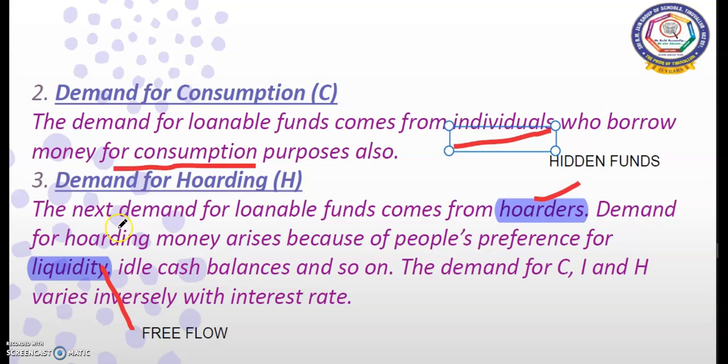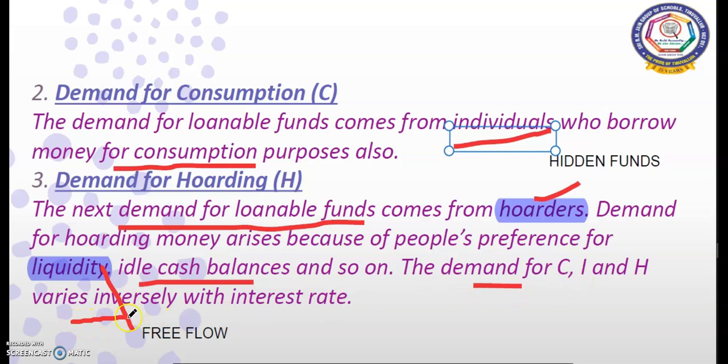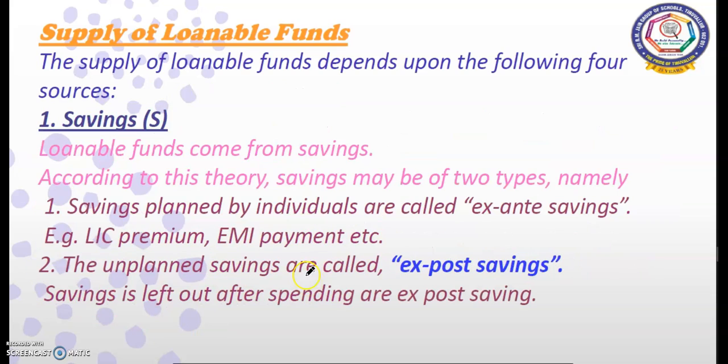Next, demand for hoarding. The next demand for loanable funds comes from hoarders. Hoarders means the persons who hide money. Demand for hoarding money arises because of people's preference for liquidity, that is free flow, idle cash balances, the amount which they are not going to invest or from which they are not going to get any benefit. The demand for consumption, investment and hoarding varies inversely with the interest rate.